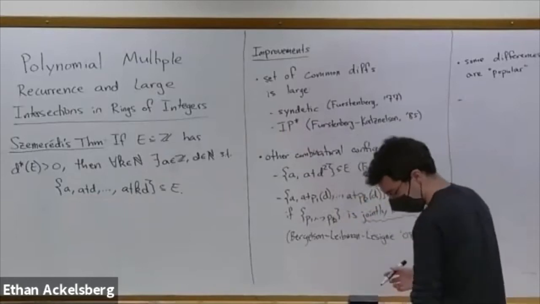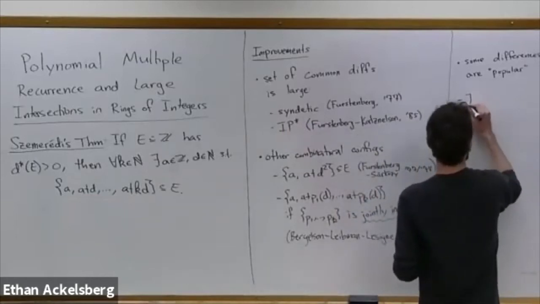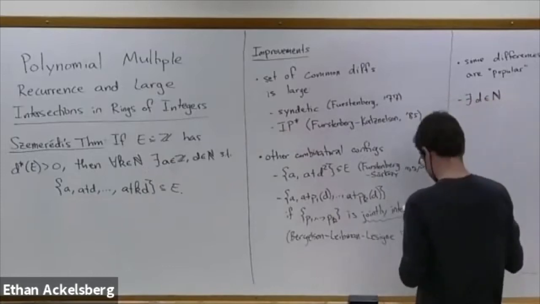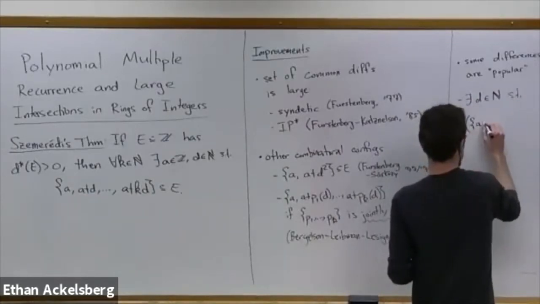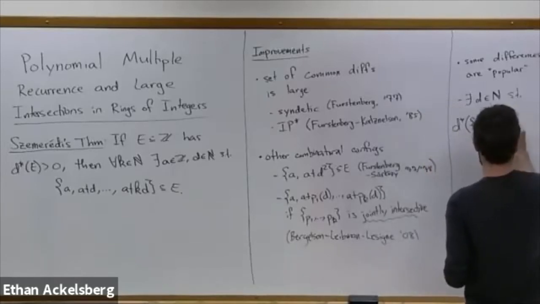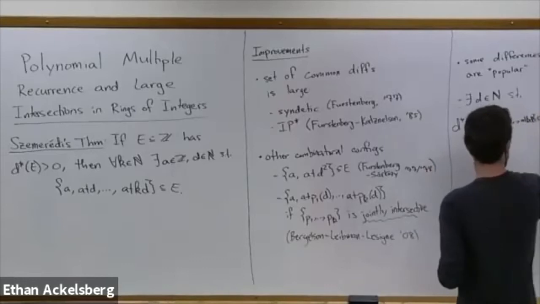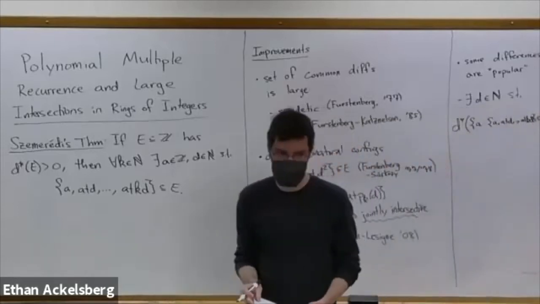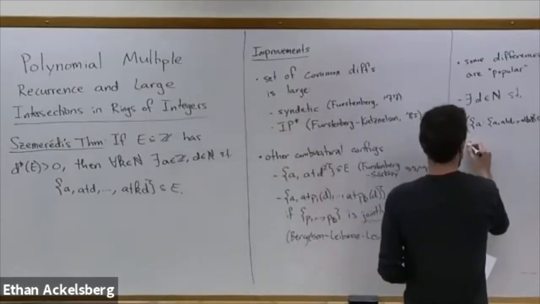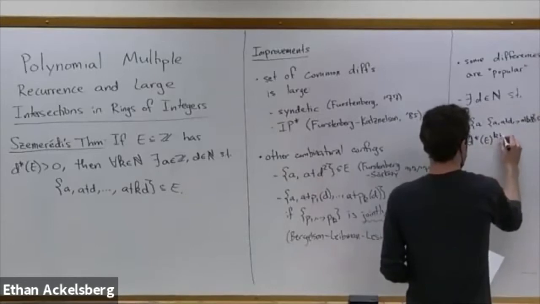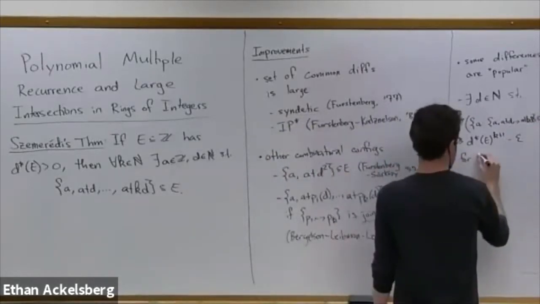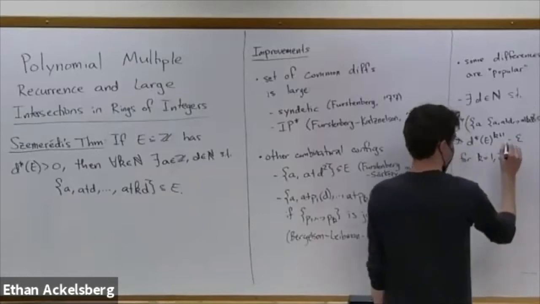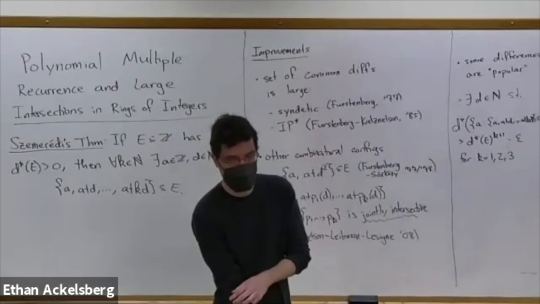So the simplest case of this, well, let me just write out what I want here. There exists some difference d such that the density of the set of a's forming a progression of length k plus one with common difference d is at least the density of E to the k plus 1, minus epsilon. And this works if k is 1, 2, or 3. It does not work for length 4 or longer.